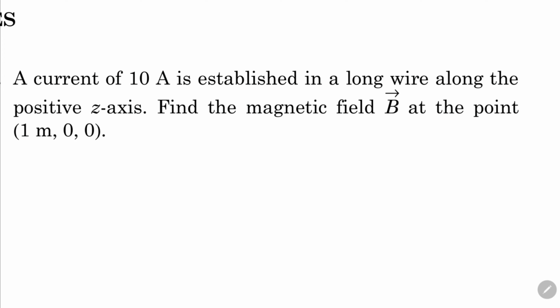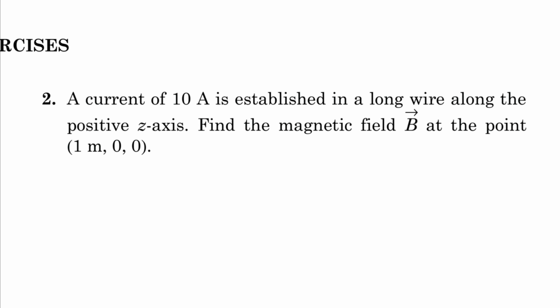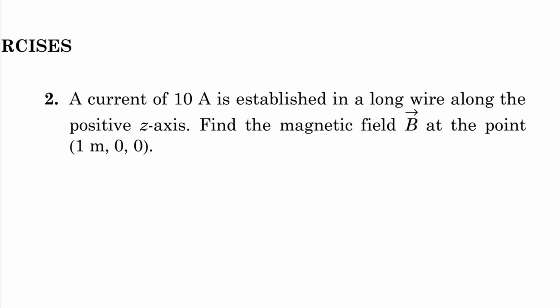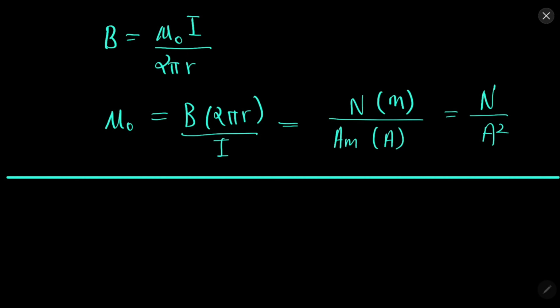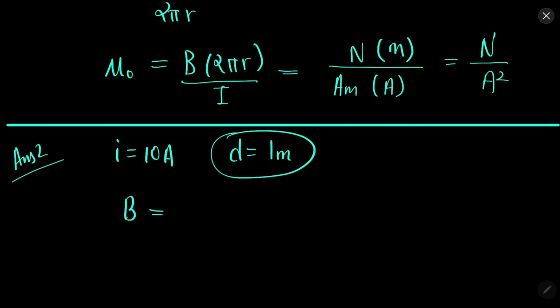In the second question, a current of 10 ampere is established in a long wire along the positive Z axis. We need to find magnetic field B at the point 1, 0, 0. So this is the second one. Current is 10 ampere, distance is 1 meter.